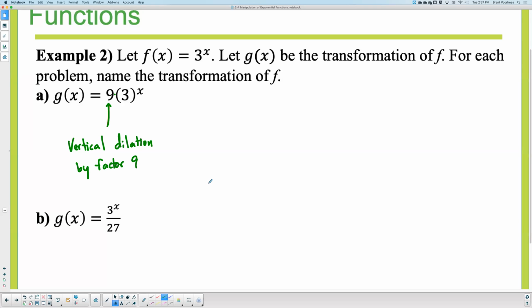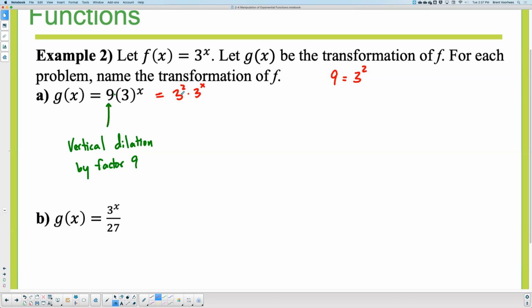Okay, that's all the problem asks us to do, but just to make sure, I'm going to do a little bit extra because we can do it fast. How you could also do this problem. 9 is the same thing in terms of 3. 9 is equal to 3 squared. So I'm going to rewrite this as 3 squared times 3 to the power of x. I didn't actually do any crazy math there. I just rewrote 9 as 3 squared.